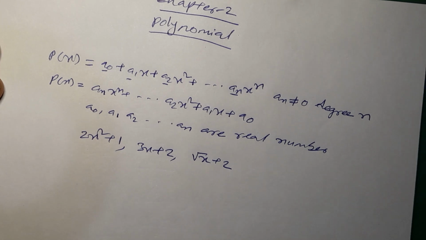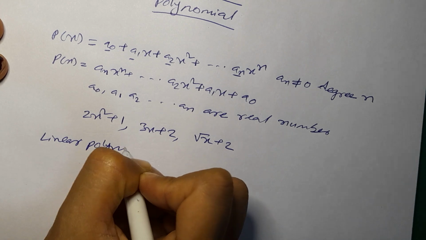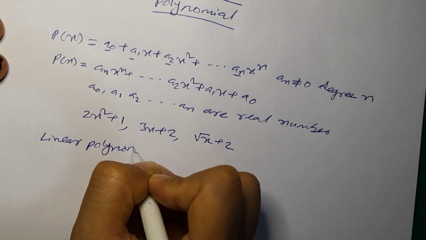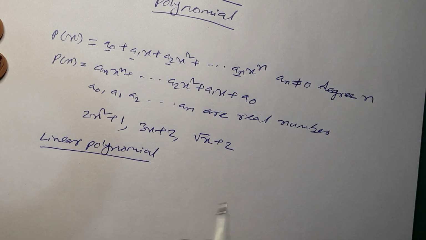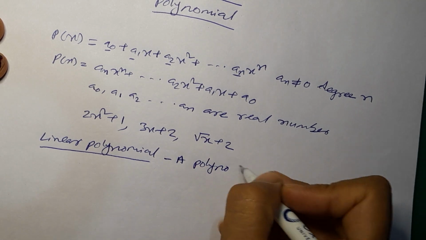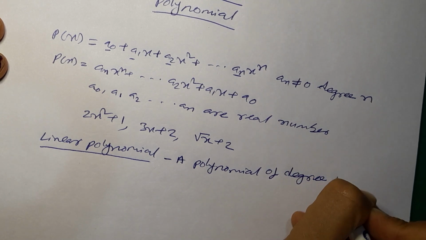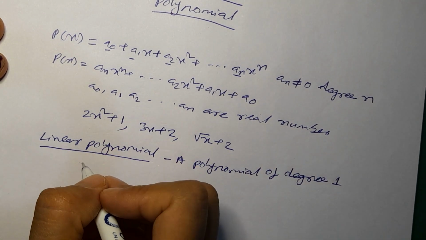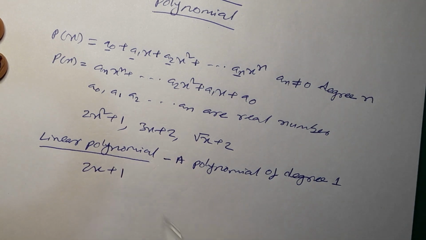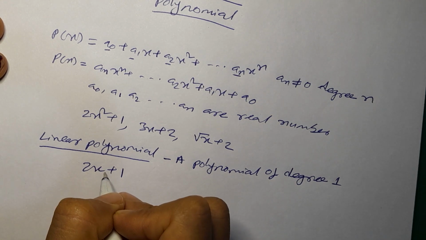Now come to the types of the polynomial. First, linear polynomial. What is a linear polynomial? A linear polynomial is a polynomial of degree 1, which means whose highest power is 1. So for 2x plus 1, you have to check the power of x. Here what is the power of x? Nothing is written, which means 1. So this is a linear polynomial.